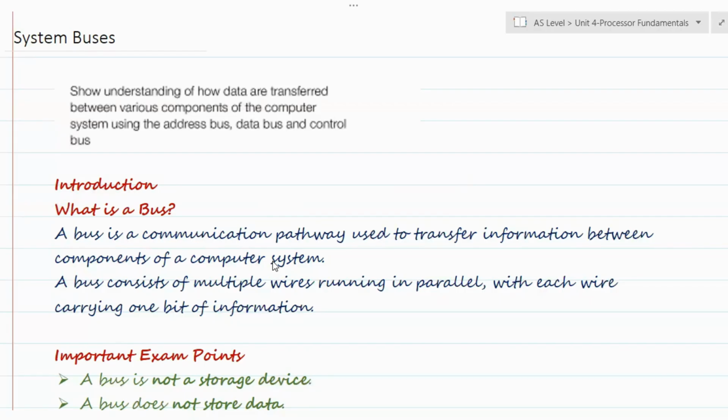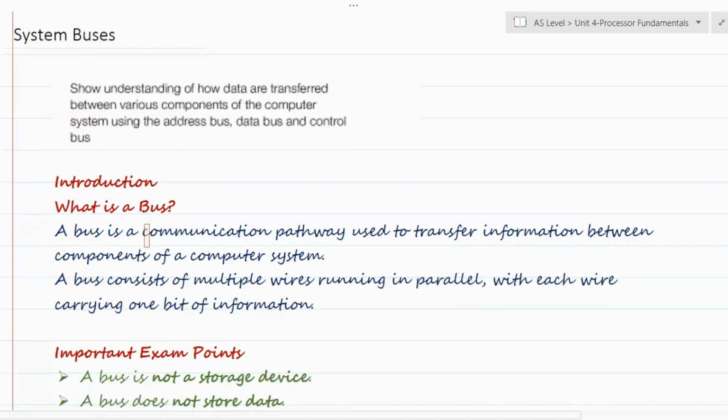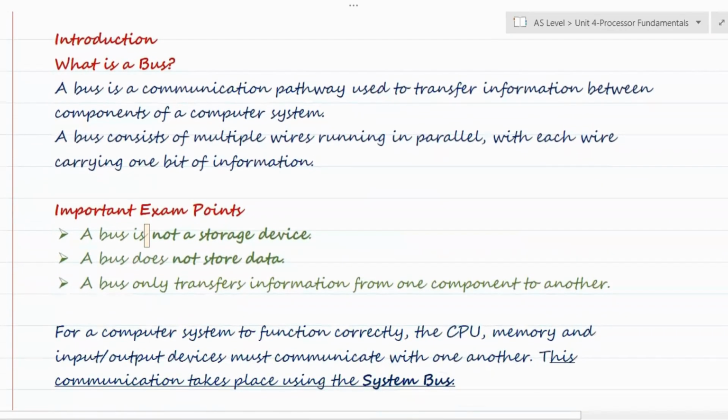Now, believe it or not, something very similar happens inside a computer. Whatever the CPU wants to communicate with memory or an input output device, it needs pathways to transfer information. These pathways are called buses. Today, we are going to understand one of the most important topics in Unit 4, that is processor fundamentals, system buses. So let's begin. First of all, what is a bus?